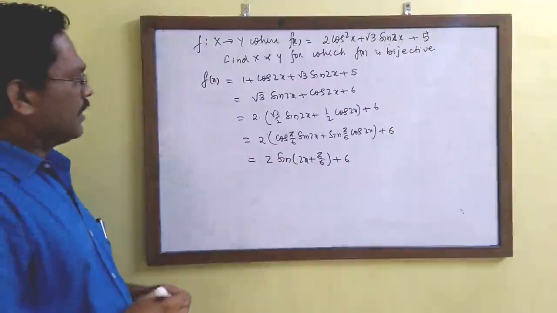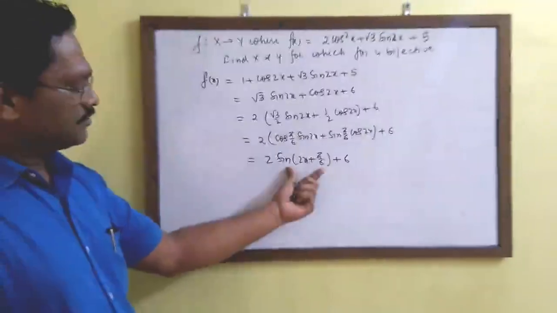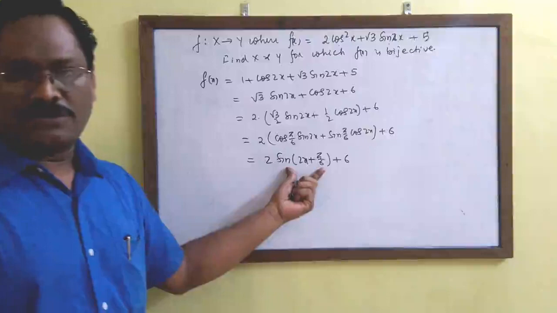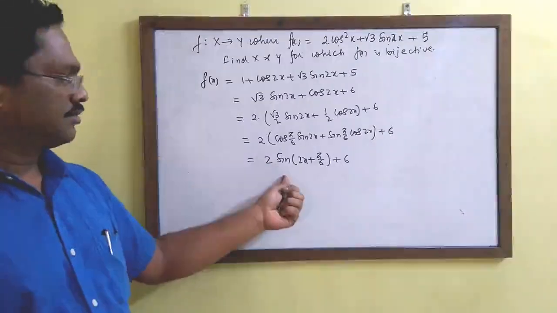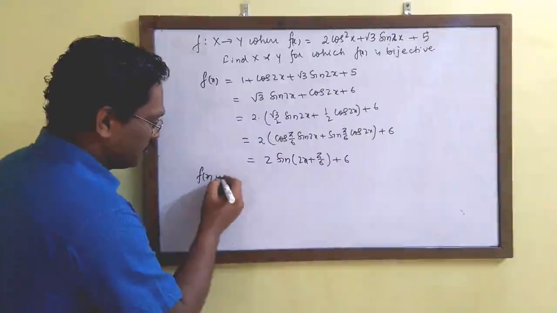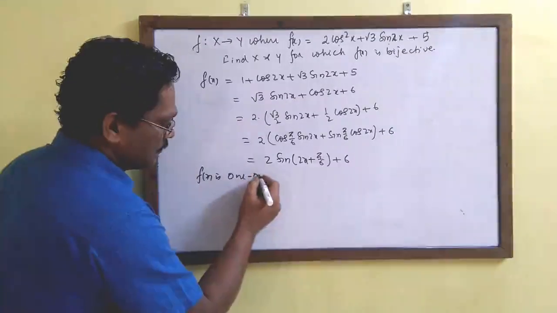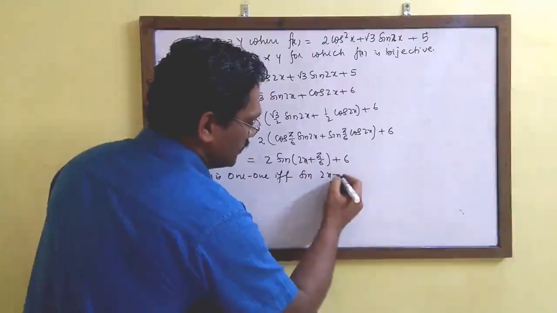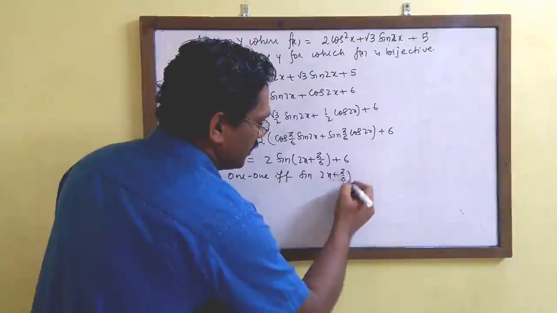Now tell me, if this function sine of (2x plus pi by 6) is 1-1, then this entire function f(x) will be 1-1. So I'll say f(x) is 1-1 if and only if sine of (2x plus pi by 6) is 1-1.